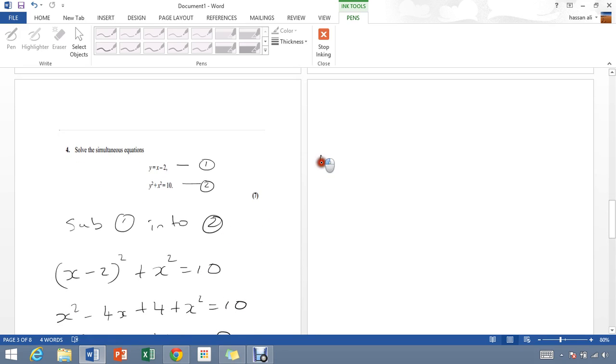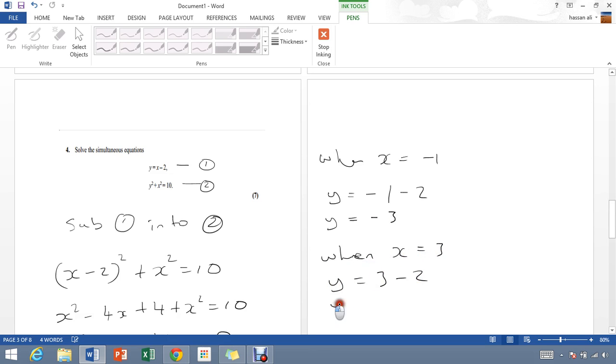So when x equals minus 1, you're going to put it back into this equation here. So y will equal minus 1 minus 2, y will equal minus 3. And then when x equals 3, y will equal 3 minus 2, and then y will equal 1. Okay, so those will be your values.